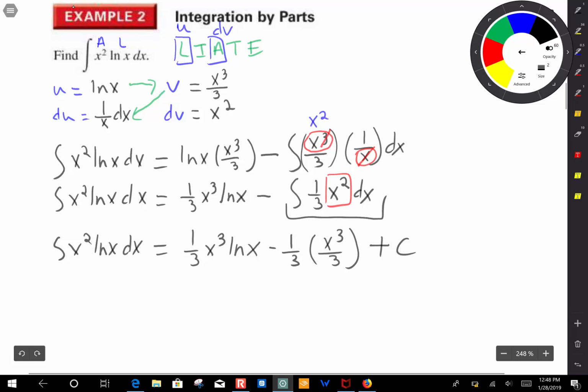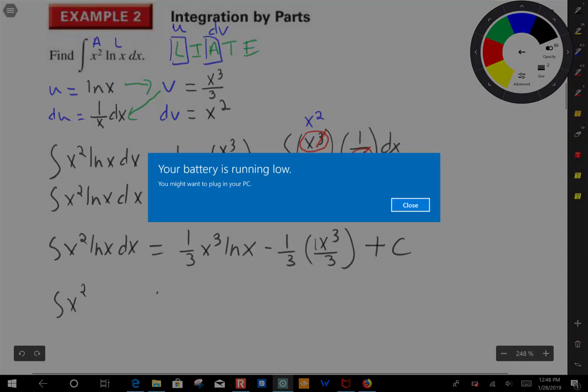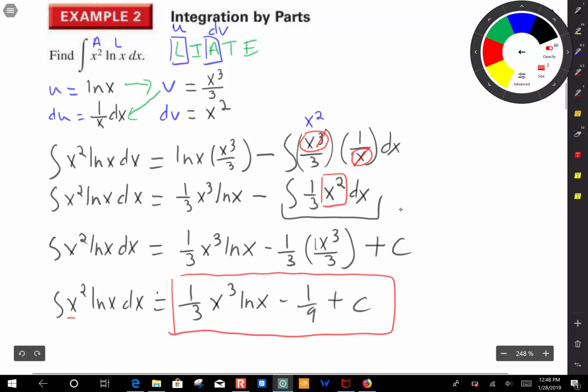We know that 1/3 times this 1/3 is going to be 1/9. So my final answer is that the integral of x squared natural log of x dx is equal to 1/3 x cubed times the natural log of x, minus 1/9 x cubed, plus c. So I found the integral of x squared times the natural log of x dx. This is my answer. Okay, so that's example two.